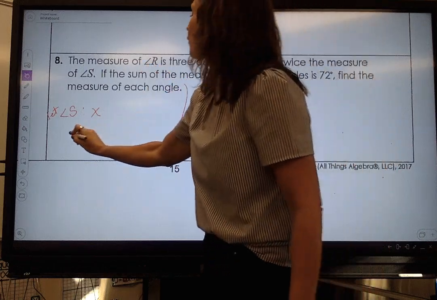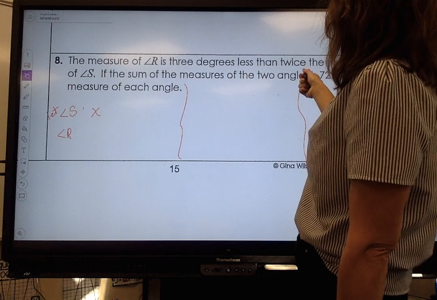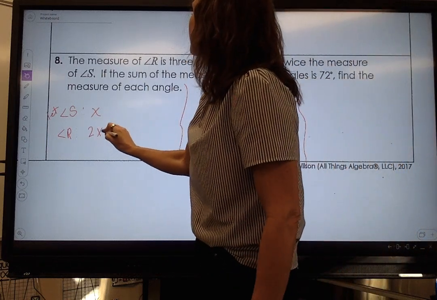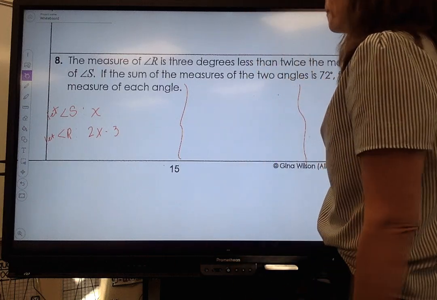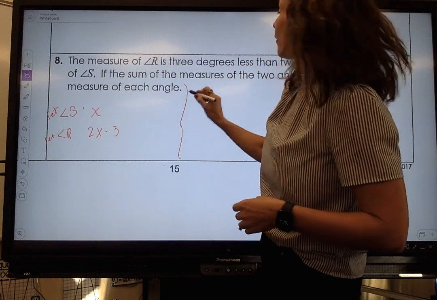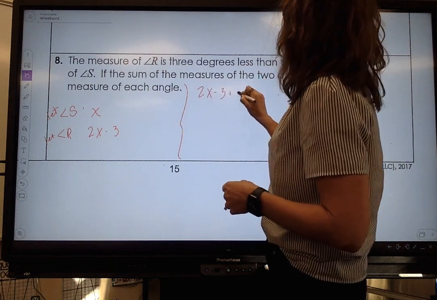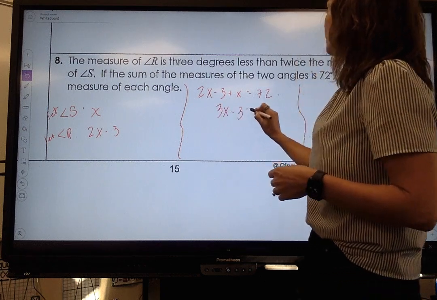And then it says the measure of angle R is 3 degrees less than twice the measure. So 3 degrees less than twice the measure is 2x minus 3. And it says the sum of the 2 angles is 72. So I add them together. 2x minus 3 plus x equals 72. 3x minus 3 equals 72.